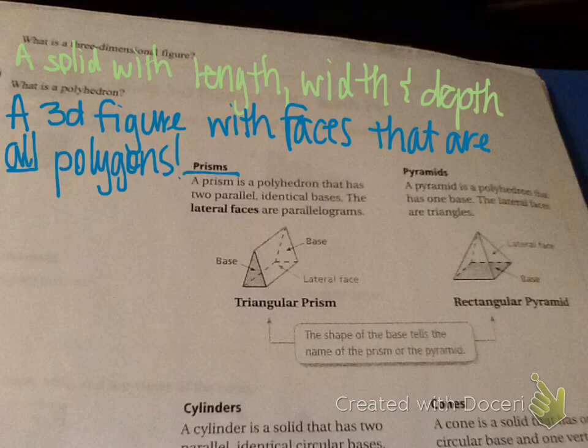So prisms are polyhedrons that have two parallel identical bases. So in this case, this would be a triangular prism. Those are the two bases. Even though they're not the floor and the ceiling, those are the bases because they have the same shape. Okay? The lateral faces are parallelograms, so they're all rectangular in shape, but parallelograms. Pyramids have one base. It's either a square or a rectangle, and then all of the other faces are triangles.